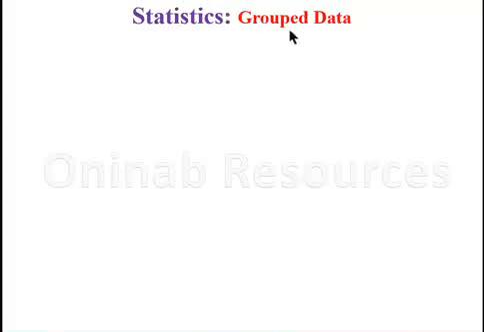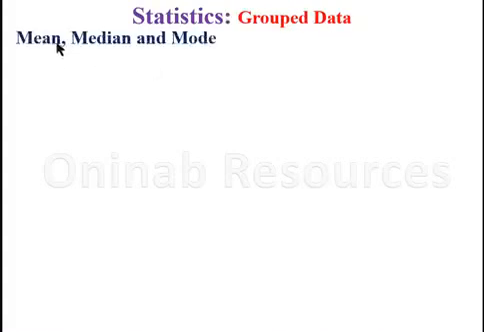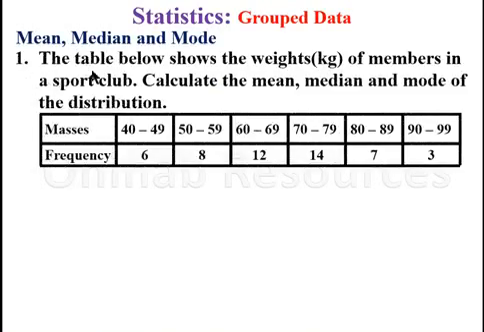It's ungrouped data. So again, we are going to teach you how to calculate the mean, median, and mode of grouped data. So we start our first problem. The table below shows the weights in kilograms of members in a sport club. Calculate the mean, median, and mode of the distribution.